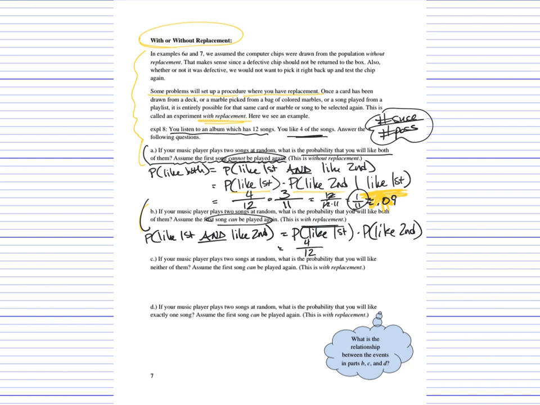So liking the first is 4 out of 12. Liking the second one is still 4 out of 12, isn't it? What is that, 16 over 144? It looks like, what is that, 1/9?